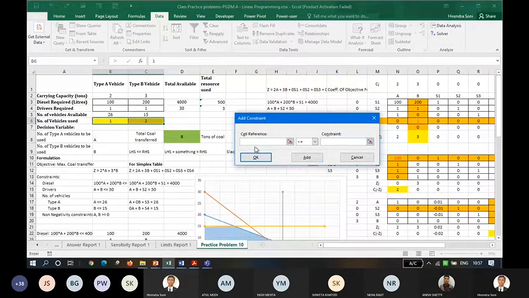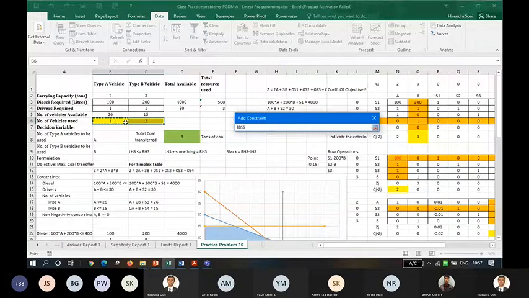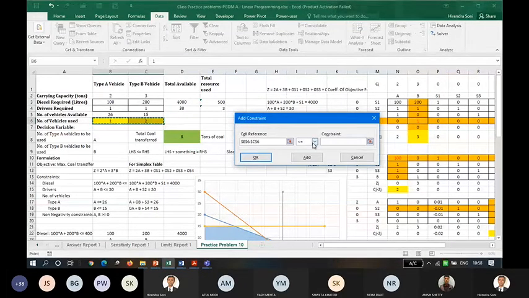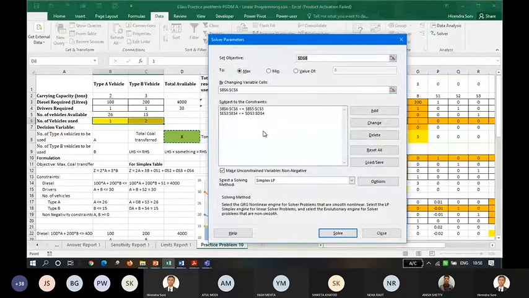These two values should also be less than or equal to these limitations. So that means A cannot have value more than 26, even B cannot have value more than 15. So I took that also together here. Now I don't have any other constraints, so I cancel and come back here. And now we'll see. I have already got these two. I have to change it to simplex LP, make unconstrained variables non-negative, and click on solve.